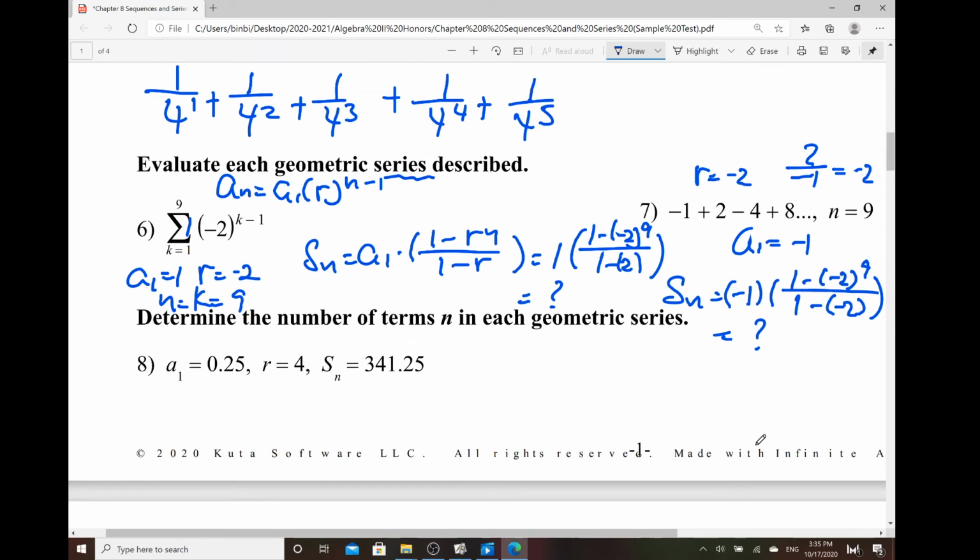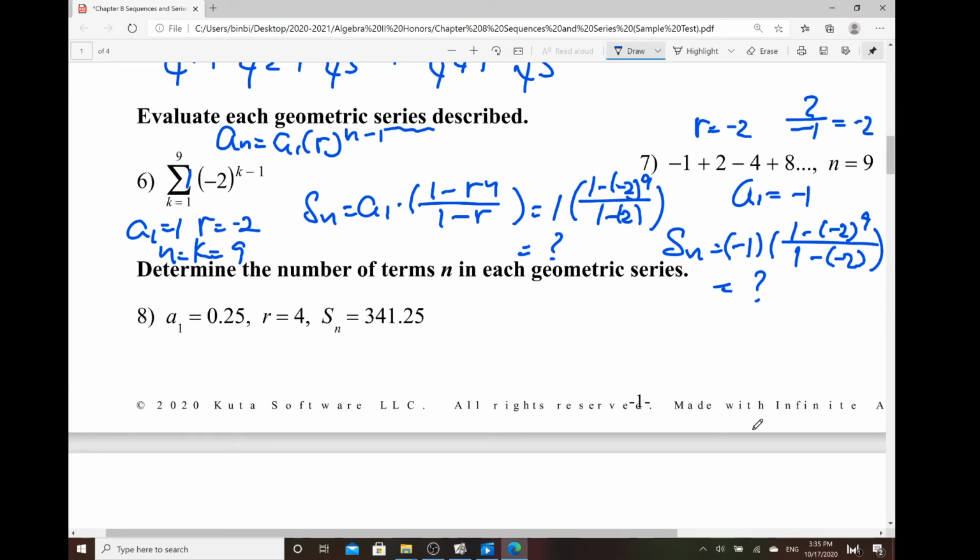And then for number 8, determine the number of n in each geometric series. So this one you want to find out what n is. So this one started with the sum, 341.25. So that equals 0.25 times the quantity of 1 minus 4 to the power of n over 1 minus 4. So this one I do recommend you to divide it first, divided by 0.25, or perhaps you might want to convert the decimal to fractions, and then you want to try to isolate the base 4 right here, and then you can find the common base, so you can figure out the value of n. So once you simplified it, you'll see that it's one of the exponential equations, okay, and then you solve for n.